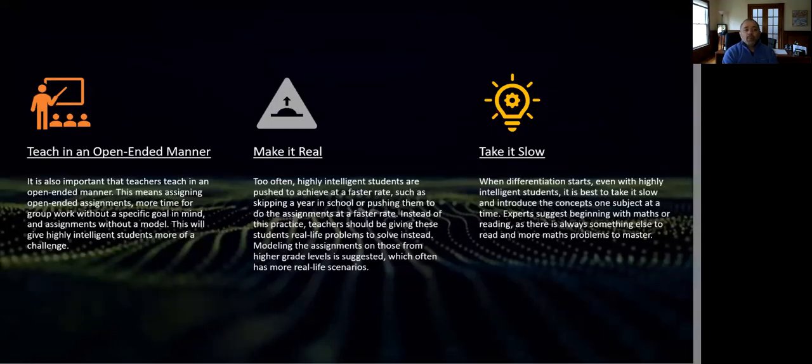Teach in an open-ended manner, right? That's one thing we can do. It is important that teachers teach in an open-ended manner, which means assigning students an assignment that is open-ended, right? More time for group work without a specific goal in mind, okay? An assignment without a model, right? This will give highly intelligent children more of a challenge, right?